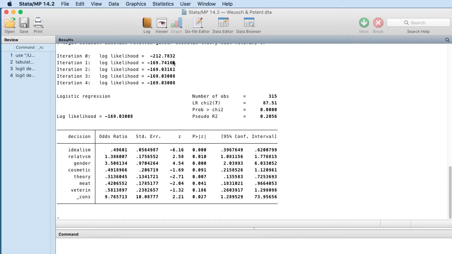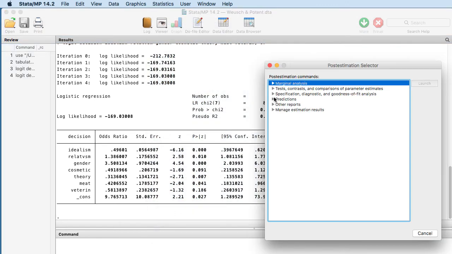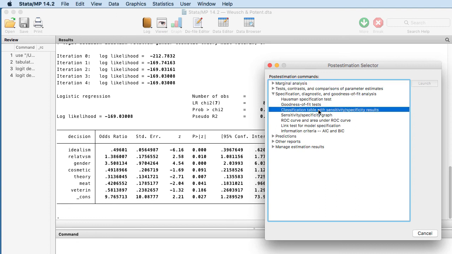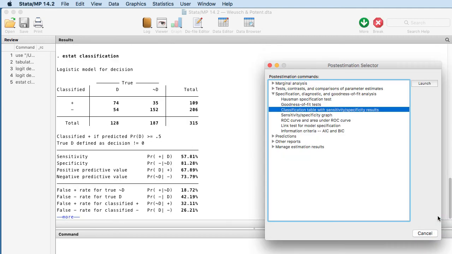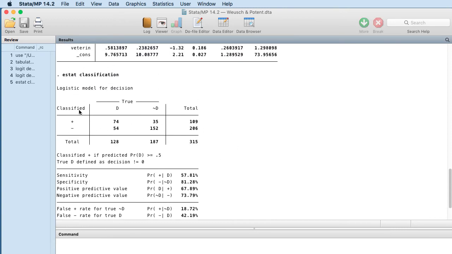Now, the other thing that is important to look at is the classification table. And we can obtain that by going to statistics, post-estimation, and then specifications, diagnostic, and goodness of fit, and then classification table with sensitivity and specificity results. And so I can launch that. Okay. And so what this does is it gives me how individuals were classified. So this would be to continue, this would be to stop based on the model. And these were the actual proportions based on the decision to continue and based on the decision to stop.